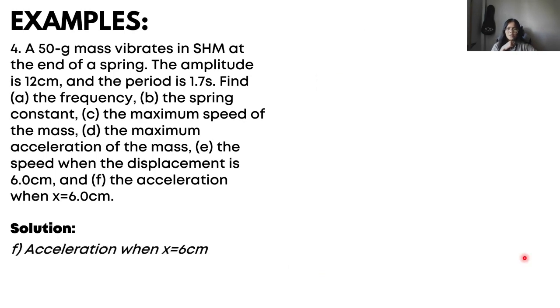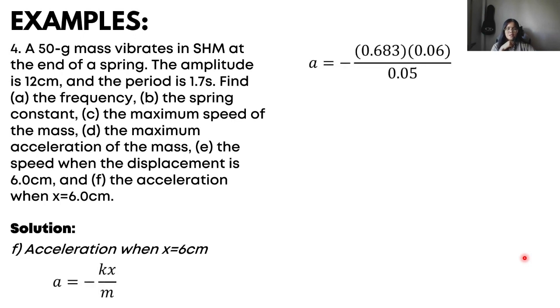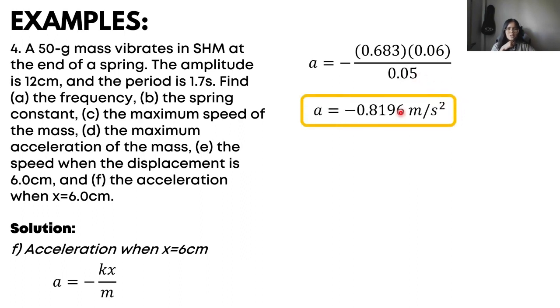Last one, we have acceleration when x is equal to 6 cm. So, yan yung formula, 0.683 times 0.06 kasi 6 cm divided by 100, makukuha nyo 0.06 meters. Okay, tapos itong 0.05, given mass yan na 50 grams. Makukuha nyo negative 0.8196 meter per second squared.